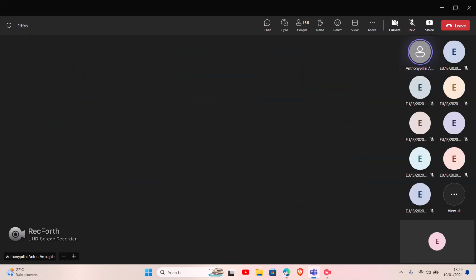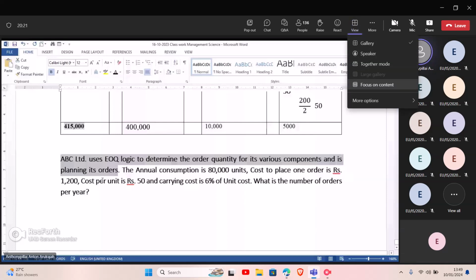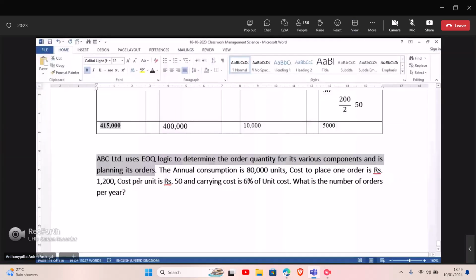Now, yes sir, so it's a very simple one. ABC Limited uses EOQ logic to determine the quantity of its various components, planning board. The annual consumption, that means demand, is 80,000 units, cost per order is 1,200, cost per unit is 50 rupees and carrying cost is 6% of price. So what is the number of orders per year?